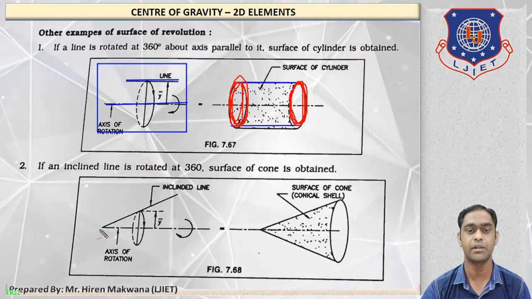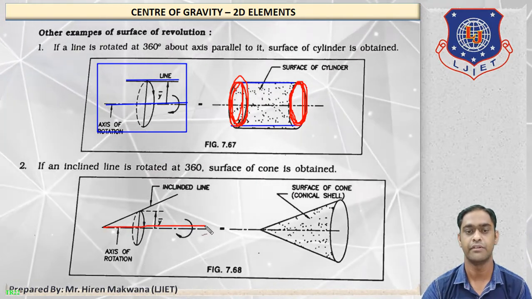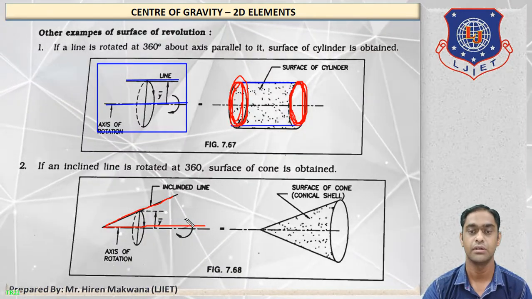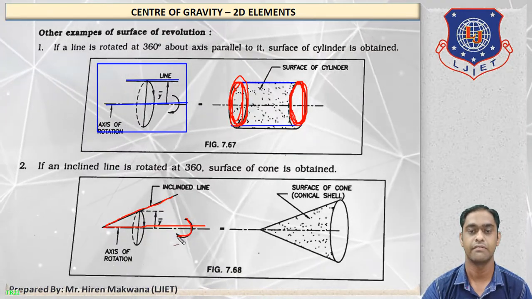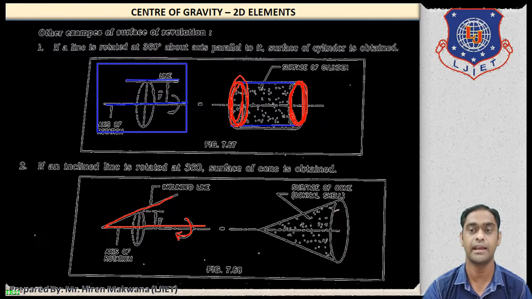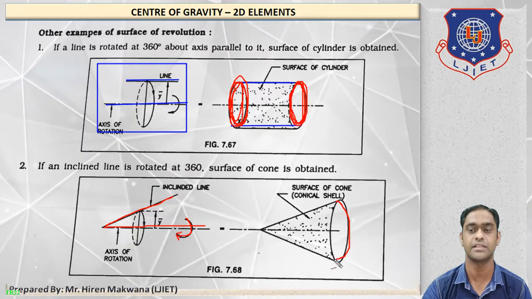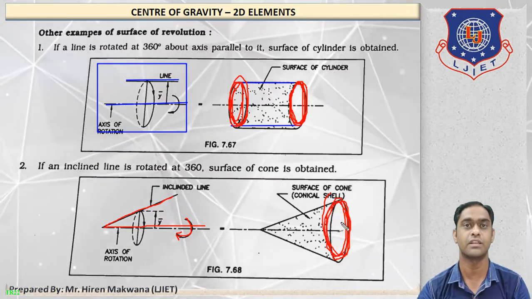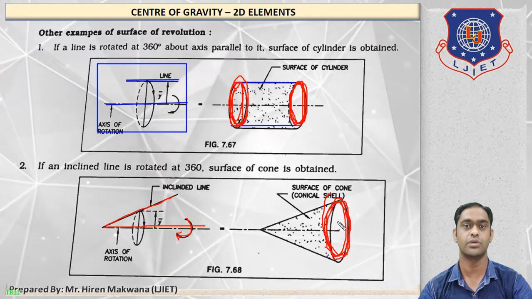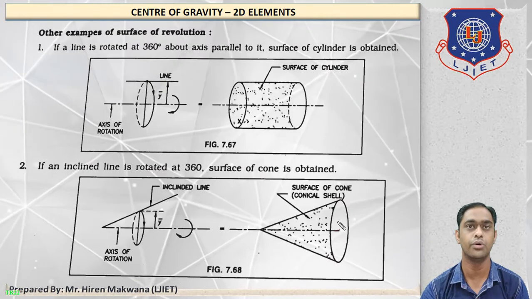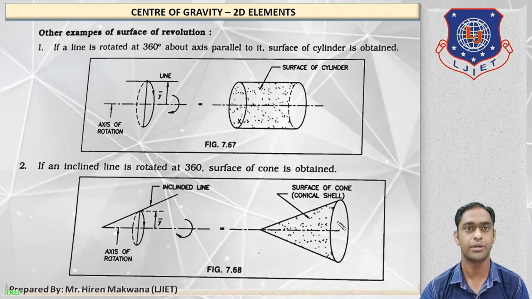In the second example, about the axis of rotation, one inclined line is rotated. Then what happens about this axis? When the inclined line is rotated to 360 degrees, it will form a cone-like element like this. The volume of which is 1/3 pi r square h, which can also be found with the same procedure. Let us go to theorem number 2.